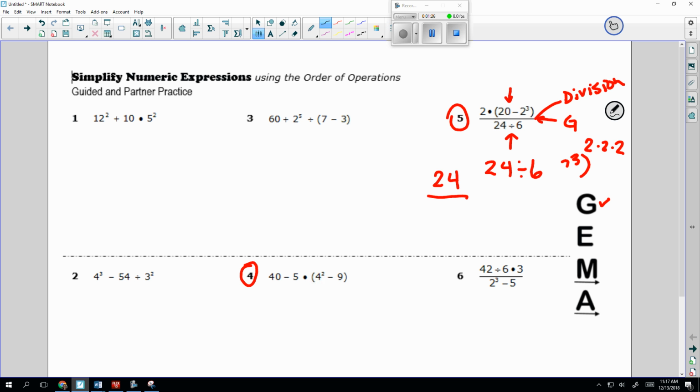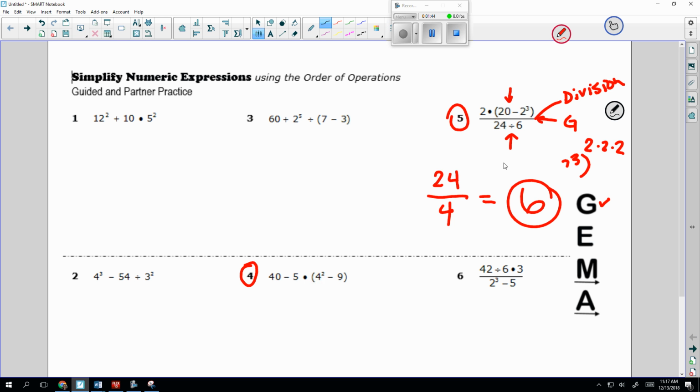Well, I know that 24 divided by 6 is going to be 4. So now I have an improper fraction of 24 over 4, which is really just division. 24 divided by 4 is 6. So your answer should be 6 for this problem. So hopefully that makes sense.